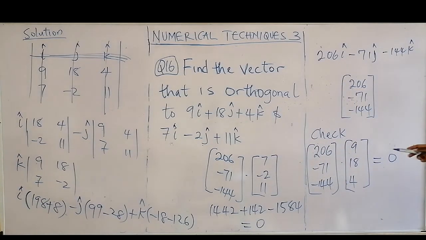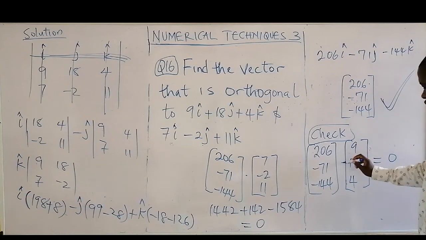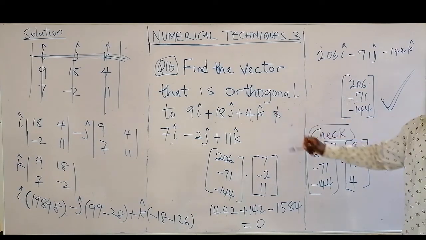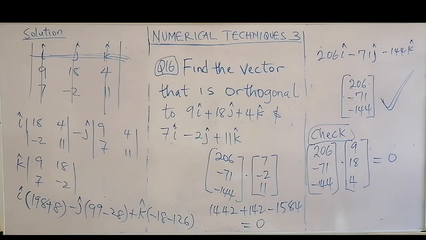So do the same thing also for this one, just to check. It's not necessary for your solution; it's just to check the orthogonality. If they are orthogonal, the vector you get here, when you do the dot product with each of those vectors, must give you 0.